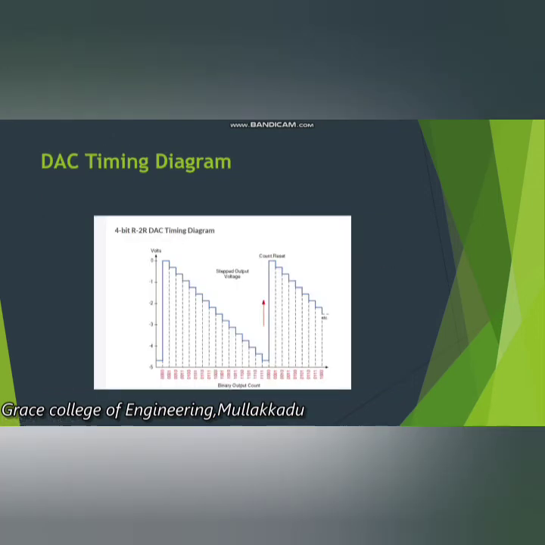This is the graph for the DAC network. 0000 is the corresponding digital input, then we get the output value as 0. For 0001, that is the LSB bit set to 1, the output may be 0.25. For 0010 it may be 0.5. For 0011 it may be 1.